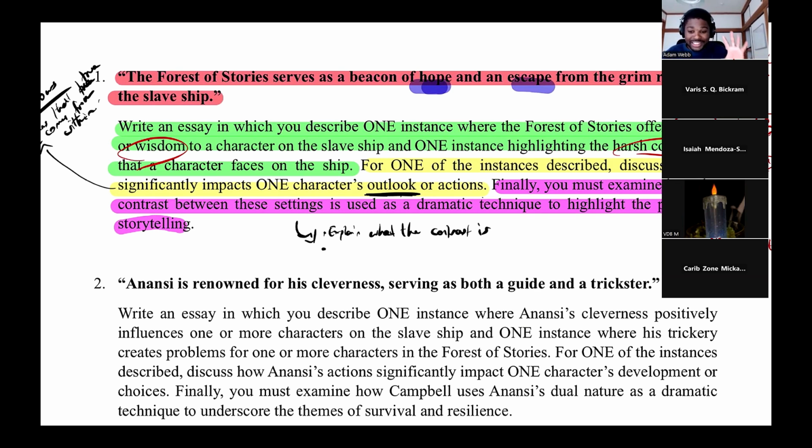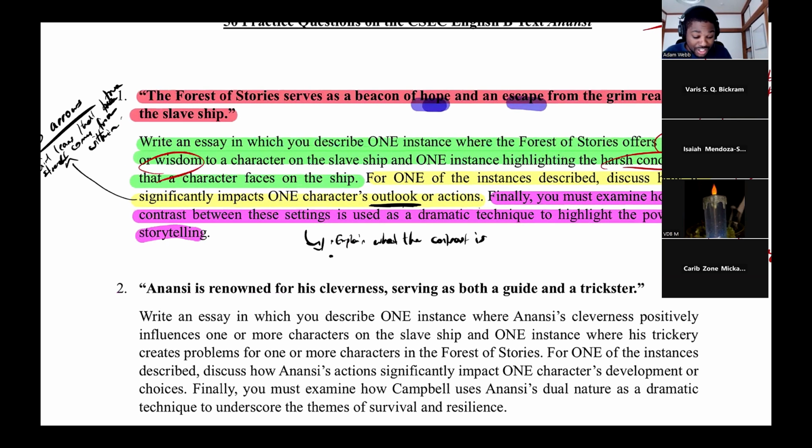But I hope that was a clear explanation of how the contrast between the settings is used to highlight how powerful storytelling is, as a tool. Because what we're doing is we're linking two dramatic techniques. Storytelling is a technique and contrast is a technique. So the question is saying, how do these two techniques work together? And that would be my answer.